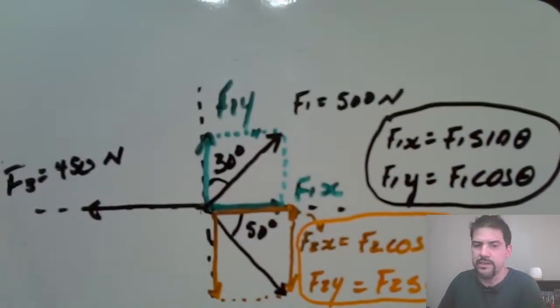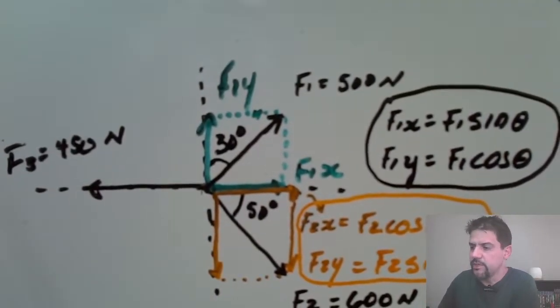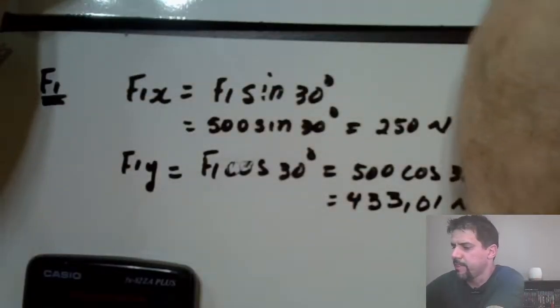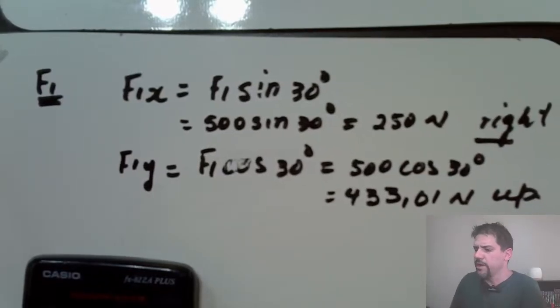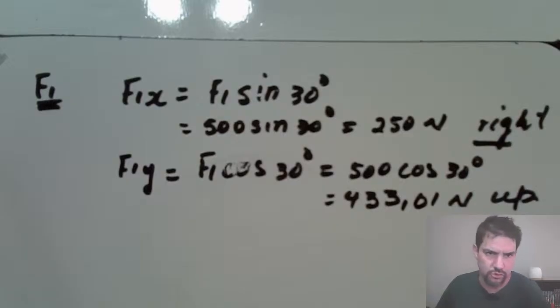Now let's go to the picture. In what direction is that? It's going to be up. All right? You can see here, this one is the component of the first force. It's pointing up, and that is extremely important. So 433.01 up. Now we repeat the same for the second force, or force 2.